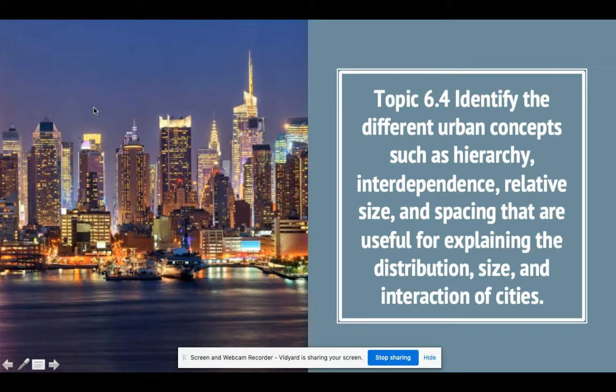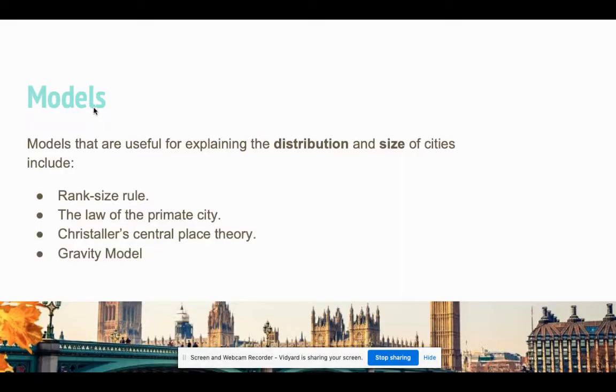Okay, so moving on to our topic 6.4, and we're going to focus on topics such as urban hierarchy, how our cities are connected, the size and spacing of cities, and then how cities interact with each other. And so we're going to use a couple of different models and examples to help to explain the distribution, so where cities are located, as well as the size.